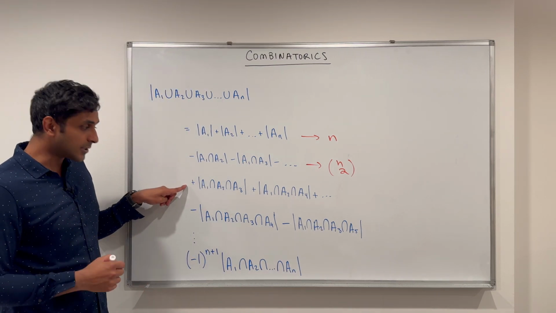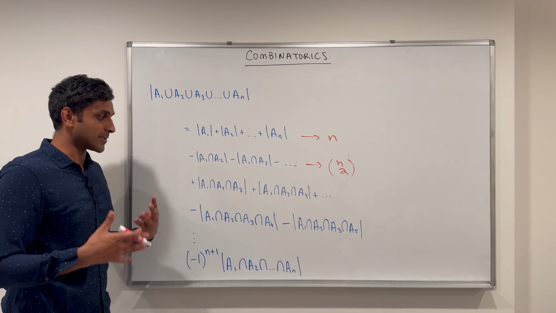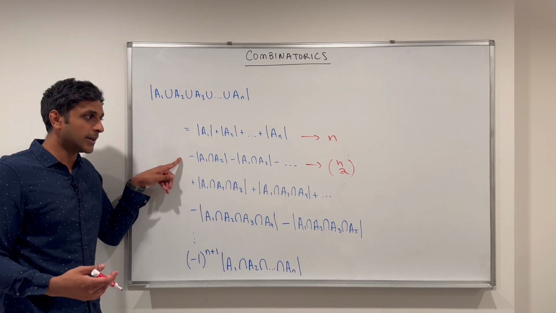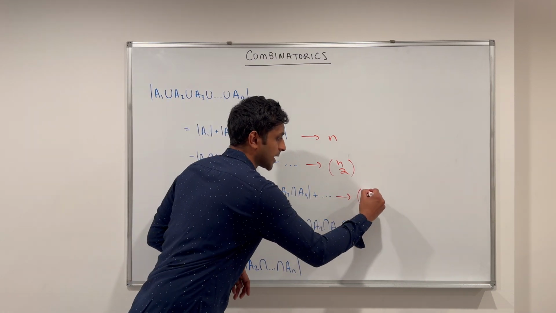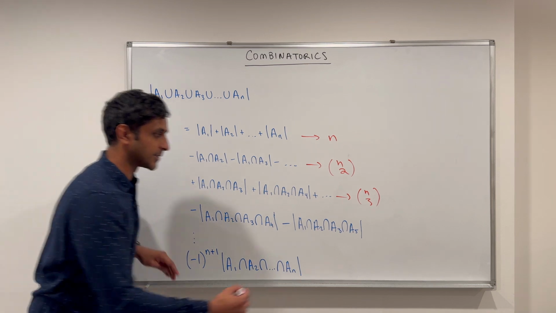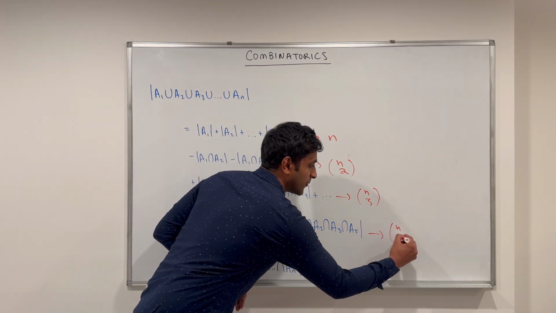And then we want to include the sizes of the triple intersections, because we would have over-subtracted from this line. And how many of these terms are there? Well, there's n choose 3 of these terms. And then we want to exclude the quadruple intersections, and there are n choose 4 of those terms.